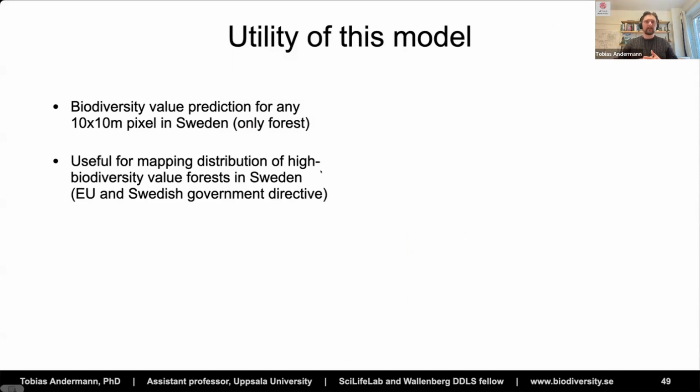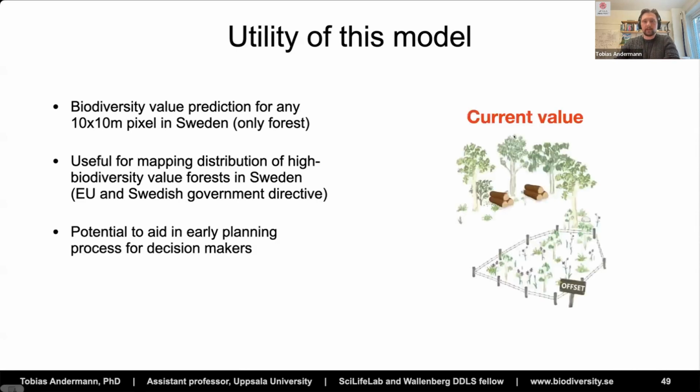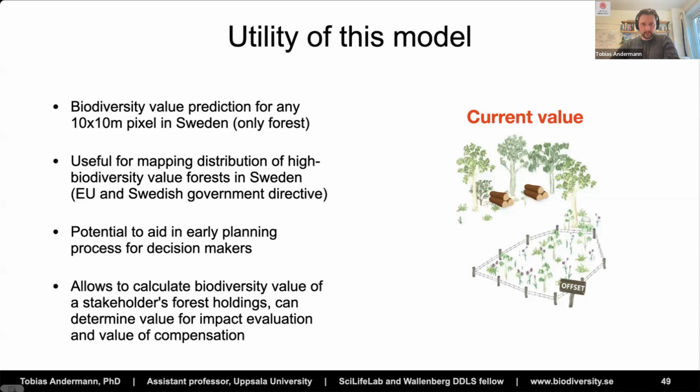So here we now have a model where you can make predictions over all of Sweden, and it's useful for mapping high biodiversity value or high conservation value across Sweden, and at least gives us a current value estimate for forests in particular. So we have the potential here for this to be useful in early planning by decision makers. And it allows us to maybe calculate a biodiversity value also for implementations of offset calculation and so on, at least seeing what is the current value of these places that a company is purchasing.